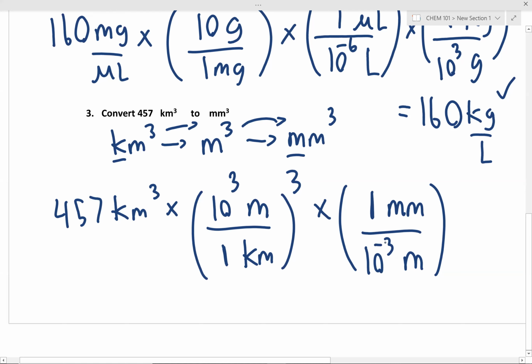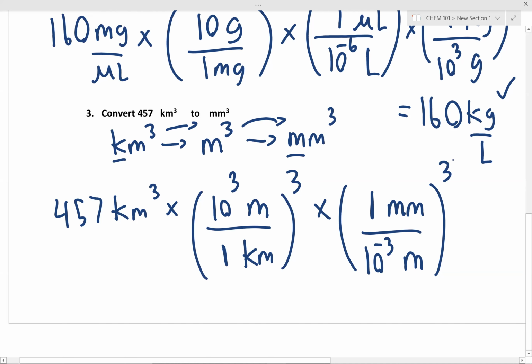And just like before, this allows us to convert from meters to millimeters, but we're dealing with meters cubed and millimeters cubed. So what do we do to this conversion factor? Cube it. Yep. Okay. Everyone okay so far? Are we ready to enter into our calculators? So let's get out our calculators and let's start.